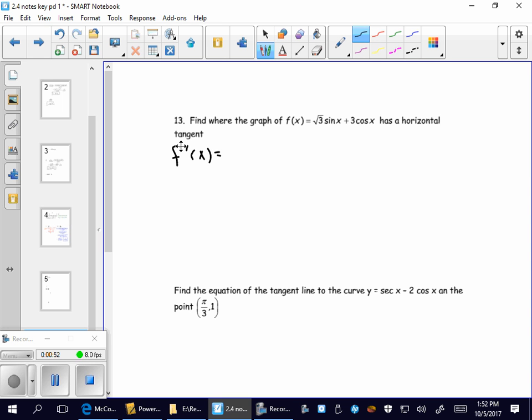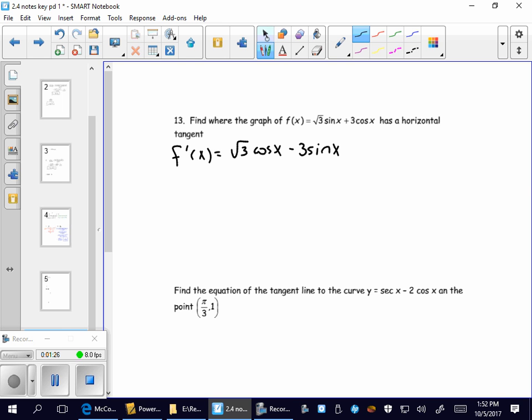equals, now the derivative of square root of 3 times sine of x, remember that the square root of 3 is just a coefficient. It's no need to do some kind of a product rule or anything. It's not the square root of 3x times sine of x. That would be different. It's just the square root of 3, which is a coefficient, times sine of x, so the coefficient stays. So the derivative of sine is cosine. So it'll be the square root of 3 cosine x. And then the derivative of 3 cosine x, the derivative of cosine is negative sine, so it'll be negative 3 sine x.